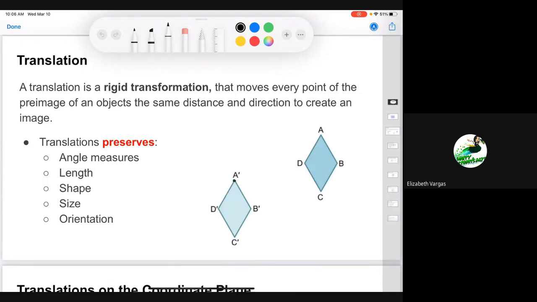So what I mean by orientation is preserved. Here we see this A is facing upward and it will stay upward on this side. Same thing if we look at left and right. D is on the left side, D will stay on the left side. If B is on the right side, B will stay on the right side. So orientation in this instance is preserved, where in reflections, it wasn't preserved.